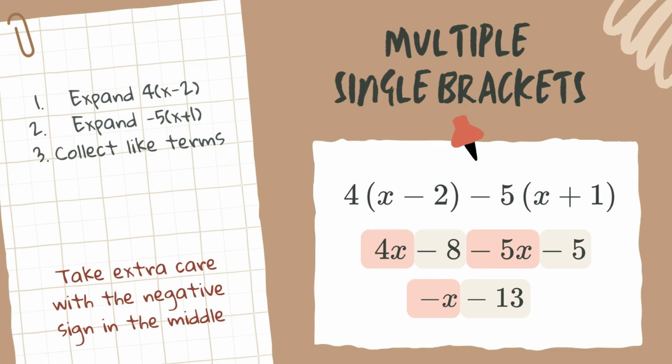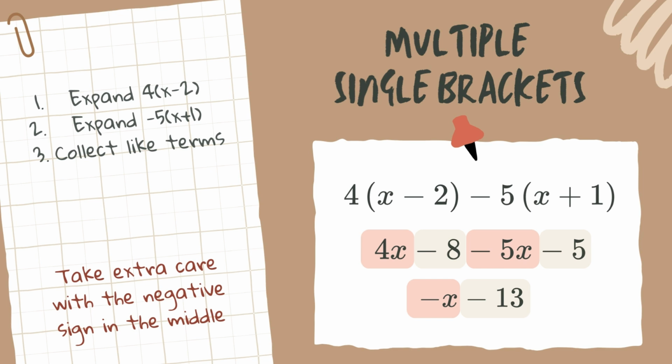Here is also another example. We have 4, and then we have x minus 2. Then we also have minus 5, and we have x plus 1. So if we go ahead and expand the brackets, the 4 will be used to multiply the x and minus 2. So that will give us 4x minus 8. And the minus 5 will be used to multiply the x and plus 1. So that will give us minus 5x minus 5.